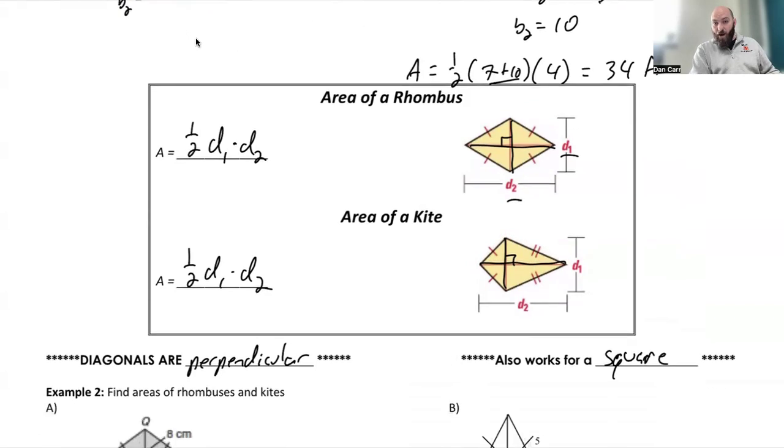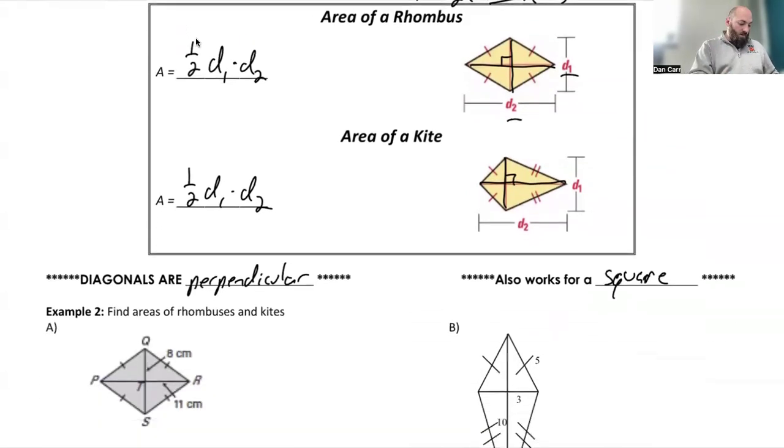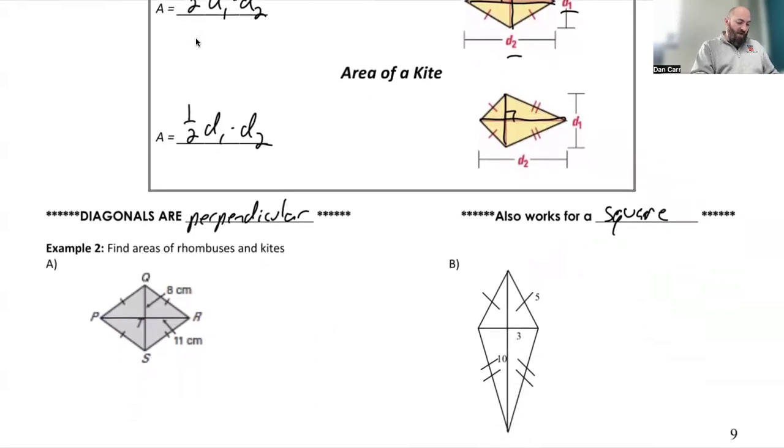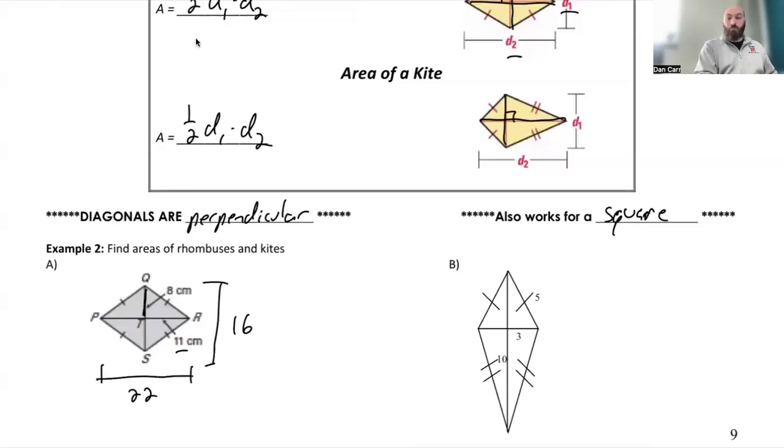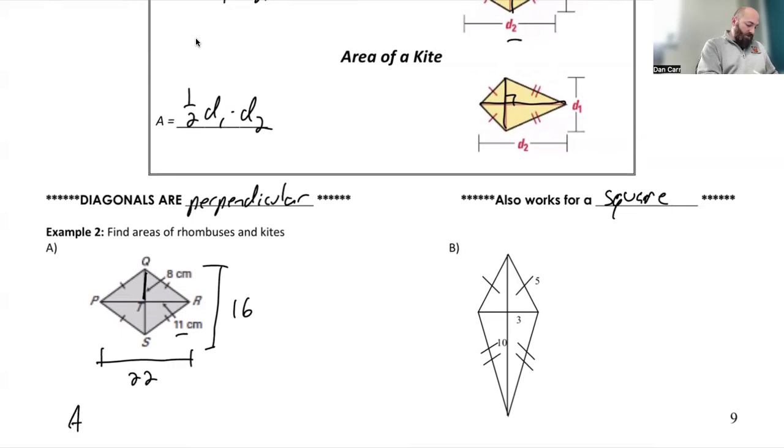Okay, so that's something to be aware of in case I give you information that's not quite just side lengths. So find the area of our rhombuses and kites. In this case, we have 8 right here, so diagonal 1 can be 16. And if this is 11, that means diagonal 2 is 22. So my formula is going to be 1/2 of 16 times 22. That comes out to 176 square centimeters.